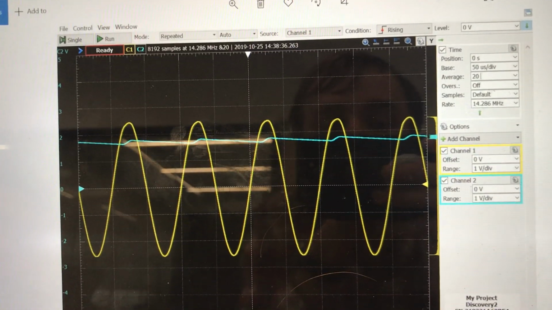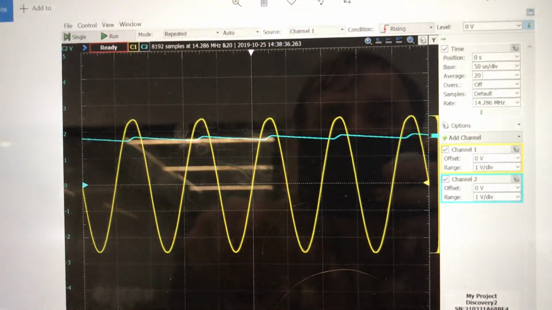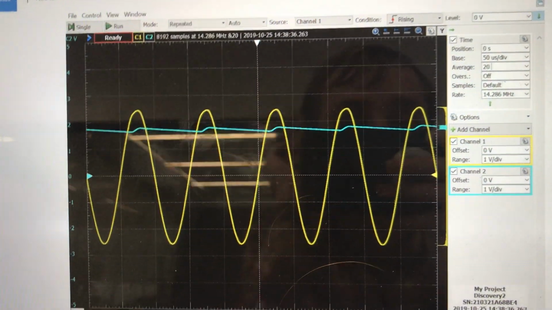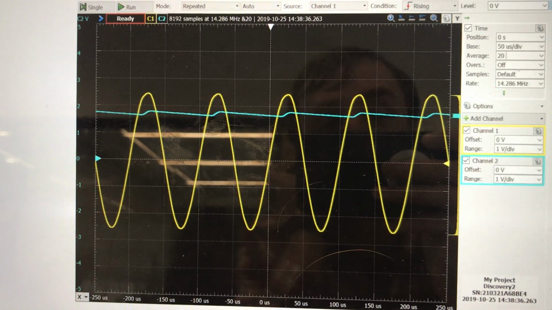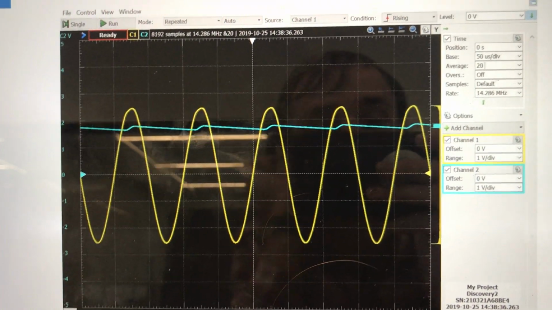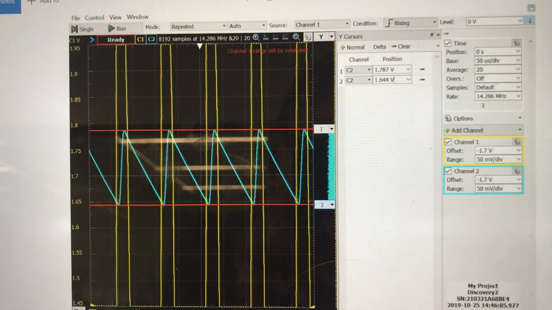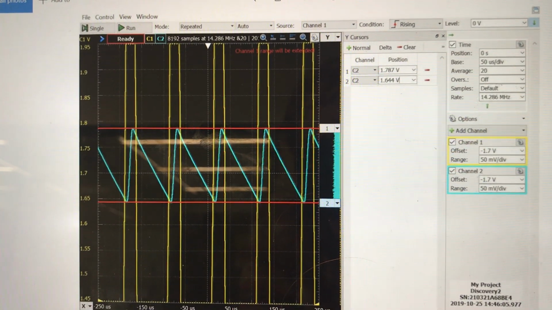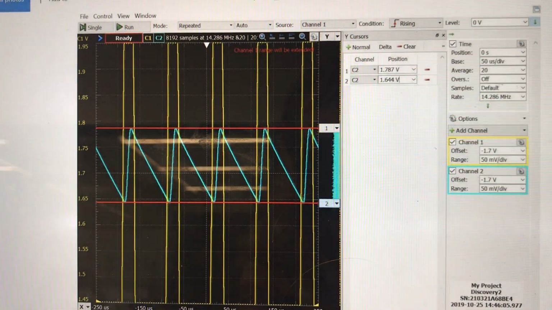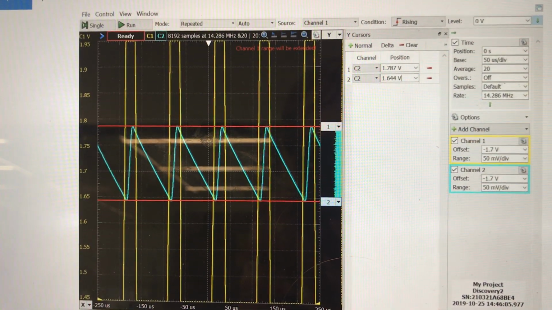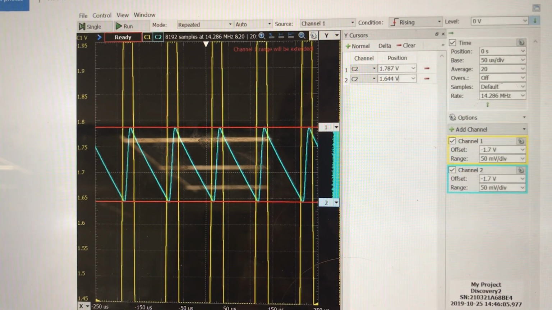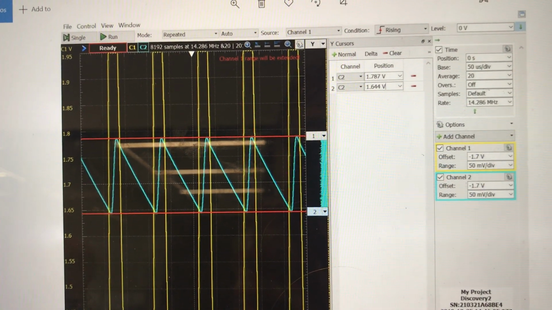Now with the capacitor, we see this ripple. The max voltage is about the same, but it stays roughly constant because of the capacitor, except with a little ripple voltage. We measured that ripple voltage with the cursors: 1.787 minus 1.644, so around 0.14 volts peak to peak.